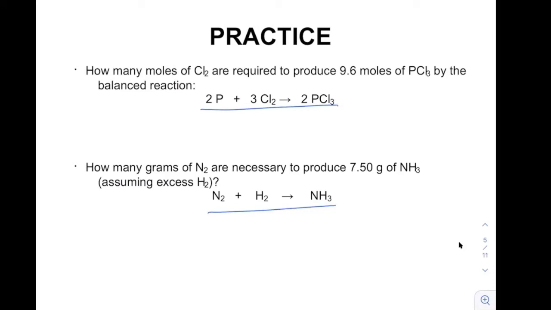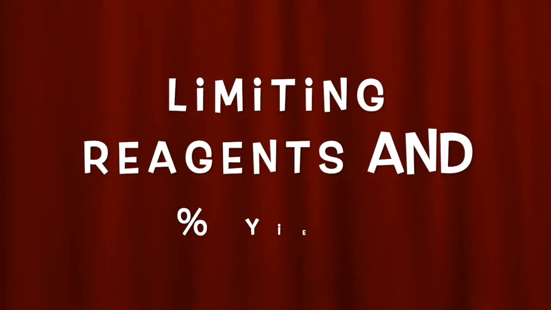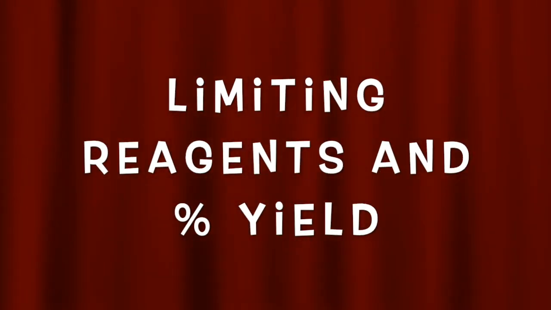Before we do anything, we always have to make sure that we have a balanced chemical reaction. That's the bottom line for this chapter. Balanced chemical reaction before we do anything else. Now, if we take this concept just a little farther, we'll start talking about limiting reagents and percent yields.